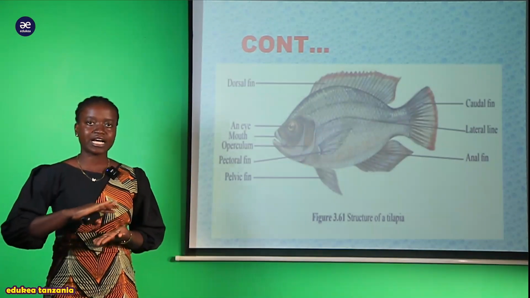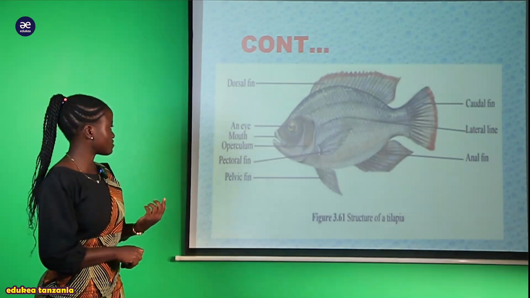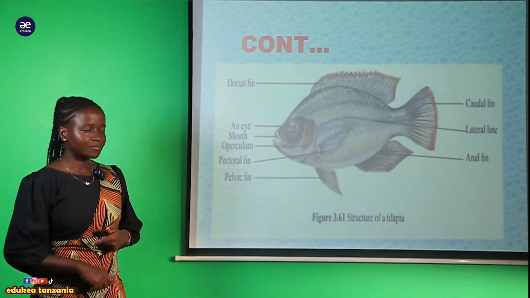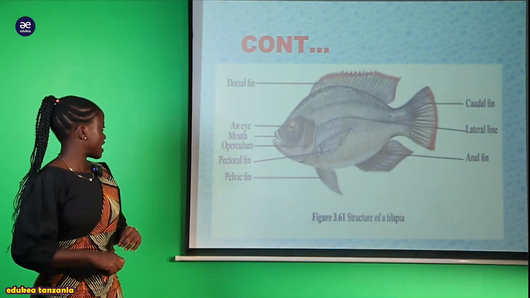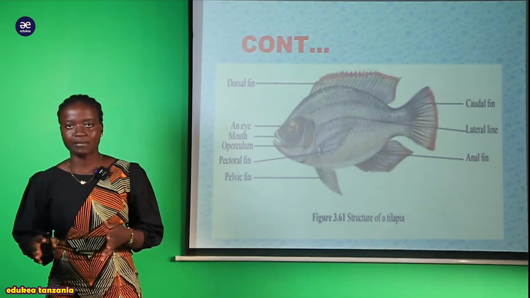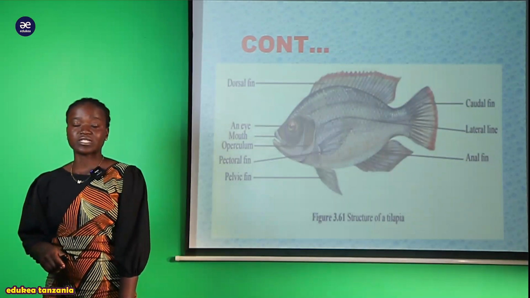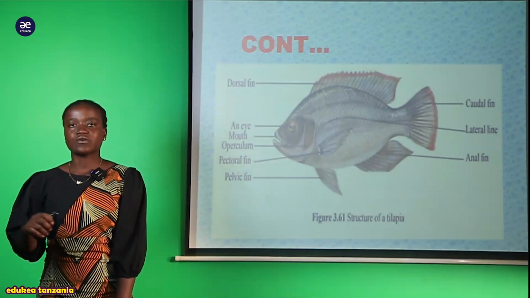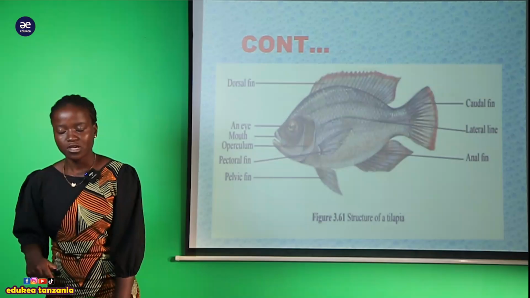Operculum ndiyo ile cover ambayo inafunika ile gills. Kwa hiyo sasa hao organism wana hiyo operculum. Hiyo operculum ndio ambayo inasaidia kufunika zile gills. And also they have a pectoral fin, this one that helps for swimming purposes. Kwa hiyo sasa hiyo ndio structure ya hao organism wanaopatikana ndani ya Osteichthyes. So most of them have such kind of structure.